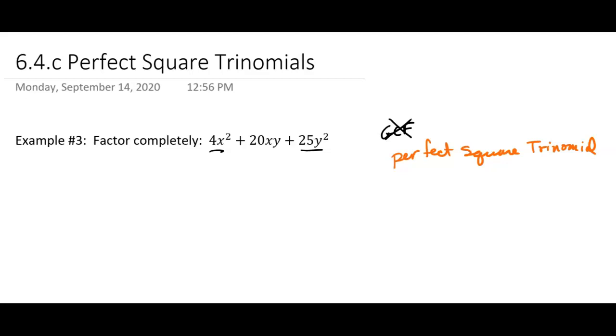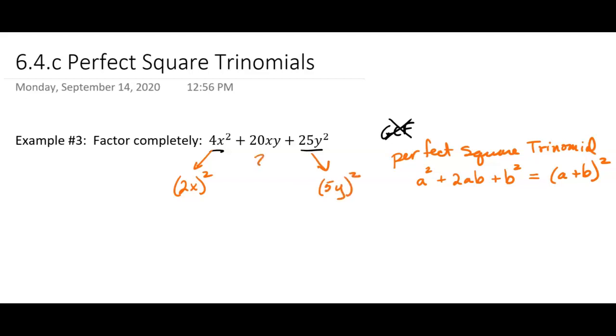Okay, so if it's a perfect square trinomial, it has to fit into this form. It has to be A squared plus 2AB plus B squared. And if that's the case, then it factors into (A plus B) squared. So my 4x squared, I could write that as (2x) squared. So that is something squared. And my 25y squared, I could write that as (5y) squared.